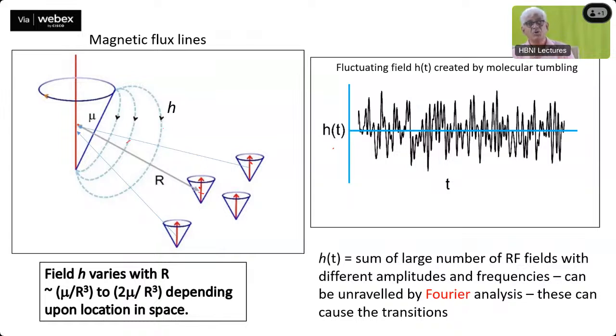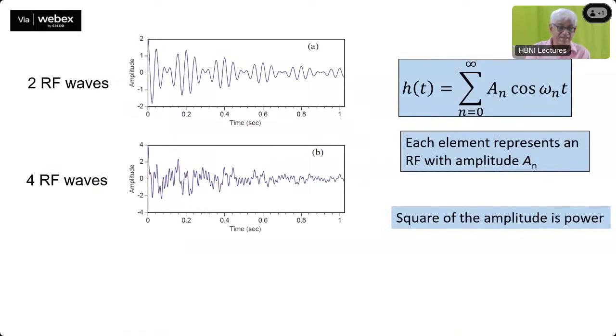This is done by what is called Fourier analysis. Therefore, there is a Fourier relationship between the frequencies present and the field which is created here, and that is indicated here. Suppose I have two RF waves; the superposition of those will provide a time-dependent variation like this. If I have four RF waves, it produces a variation like this, a time-dependent fluctuation.